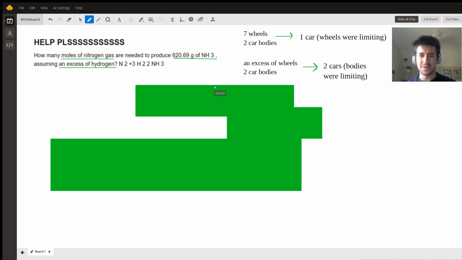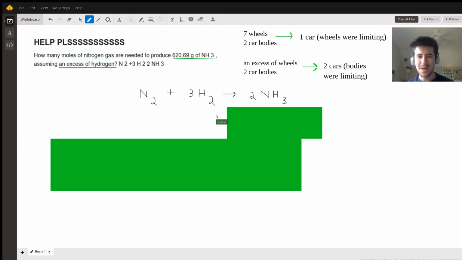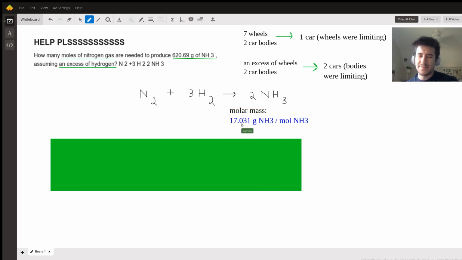All right, next what I would do is probably rewrite the chemical formula. I didn't include states of matter, but it isn't quite relevant for this problem. Let me just double check that it's balanced. We've got 2 N's, 2 N's. 3 times 2 H's is 6 H's. 2 times 3 is 6 H's. Great. Then I know that the molar mass of NH3 is 17.031 grams of NH3 for every mole of NH3. I get this information by summing the masses from the periodic table for 1 nitrogen and 3 hydrogens, or you can always Google it and make sure that your answer is the same.